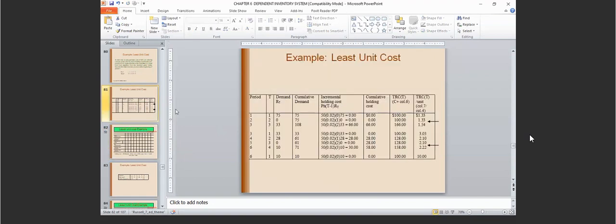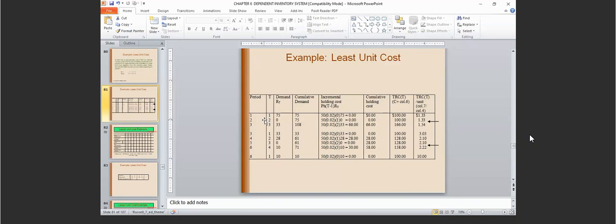Back to the table of least unit cost. Start with period 3, with the gross requirement demand of 33 units, and the cumulative demand is 33. The incremental holding cost, we use the same procedure to determine it, so we have 0. The cumulative holding cost is also 0, and the total relevant cost is only the ordering cost of 100 ringgit. So 100 divided by 33, we have 3 ringgit 3 cent for the total relevant cost per unit.